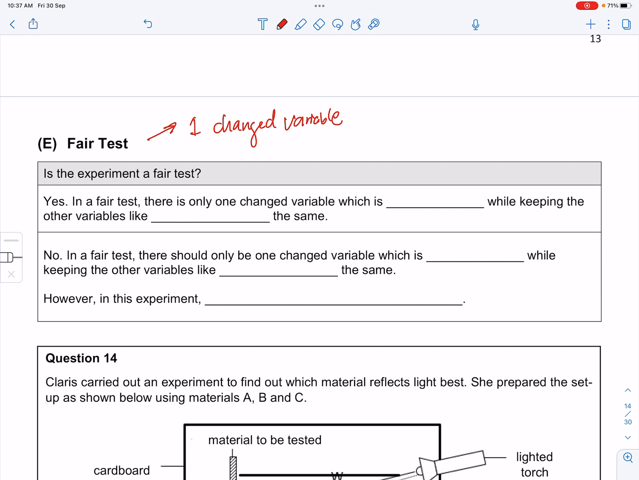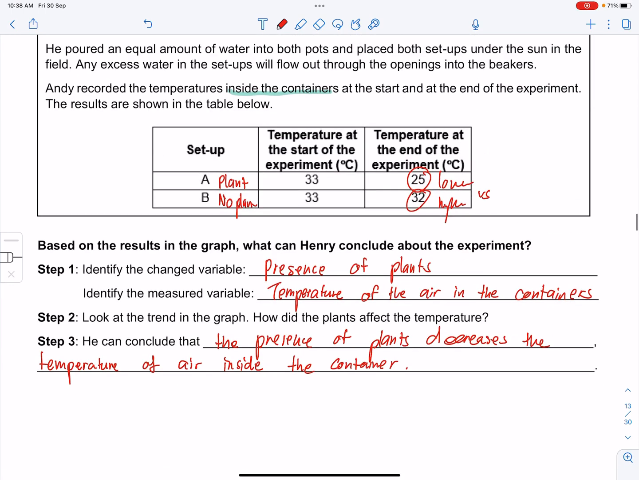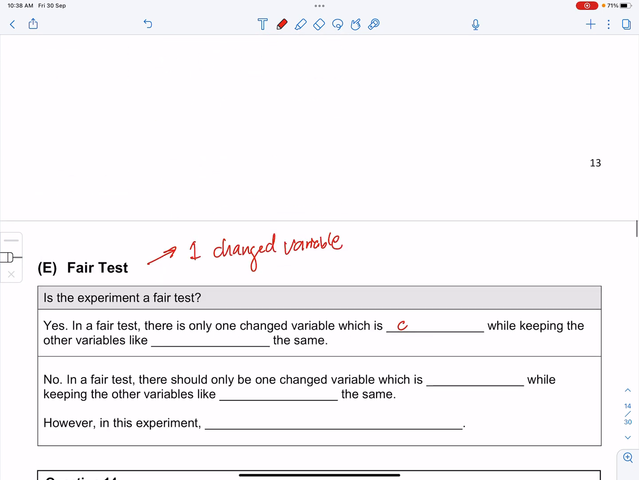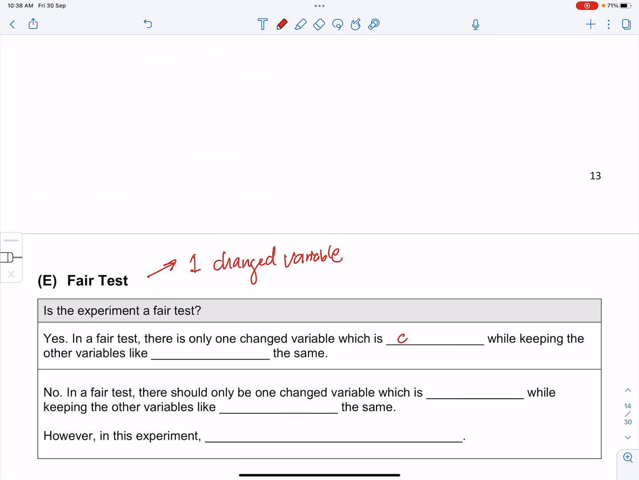So, yes, in a fair test, there is only one change variable, which is changed. Is the experiment affected? Oh, sorry. So this is actually linked. So we take a look at this.